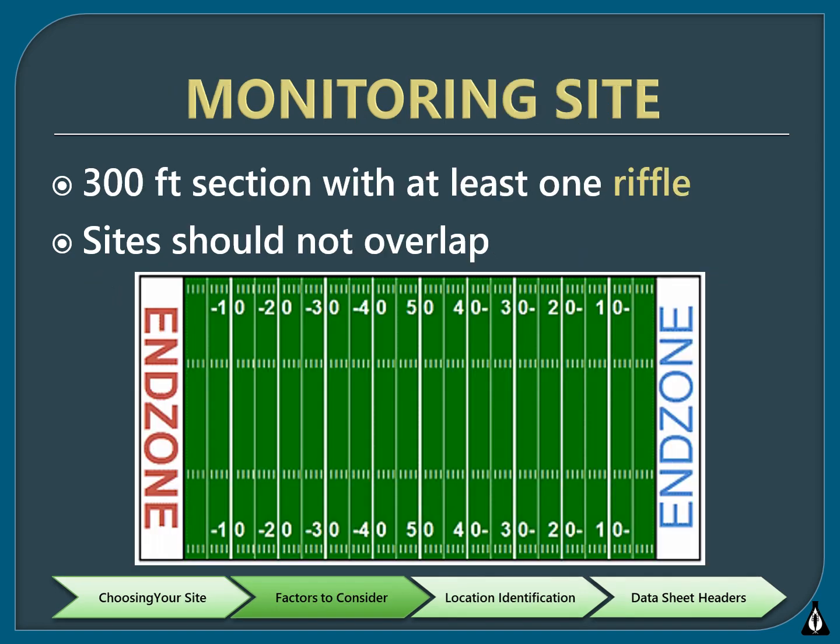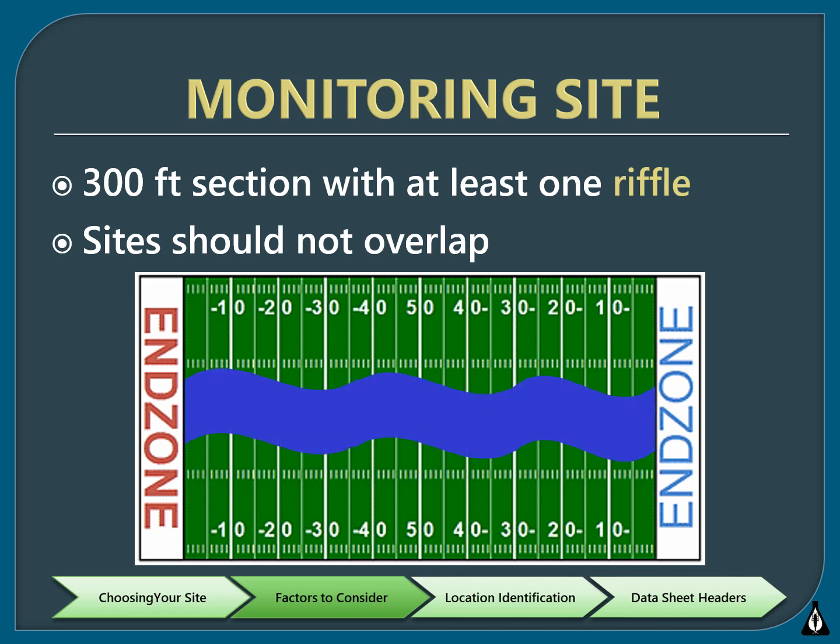A monitoring site is really a section of stream. We consider these sections to be roughly 300 feet in length. When you're selecting a monitoring area or site, we do recommend that you also keep a lookout for habitat, or at least one riffle, which we'll talk a little bit more about later. We also recommend that you make sure, especially if you're having multiple sites, one upstream and one downstream, that you keep your sites separate and you don't overlap.